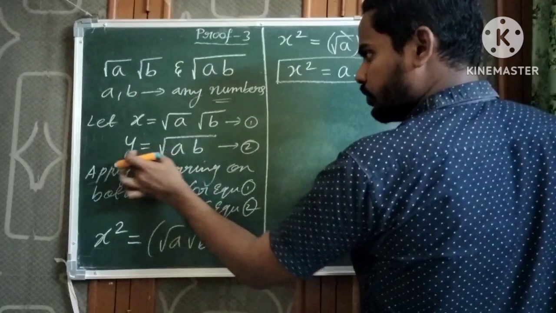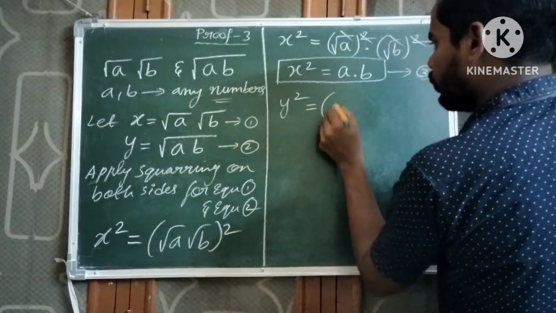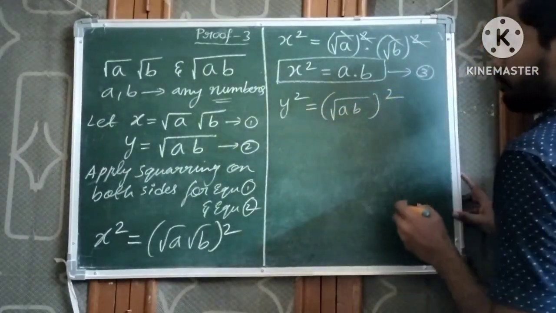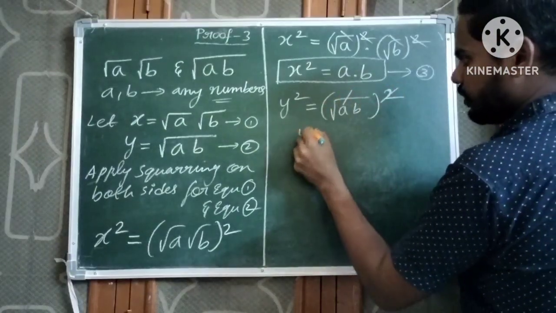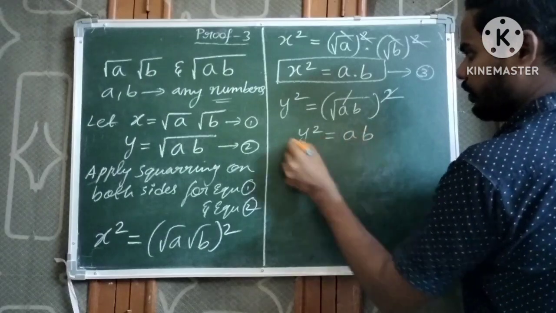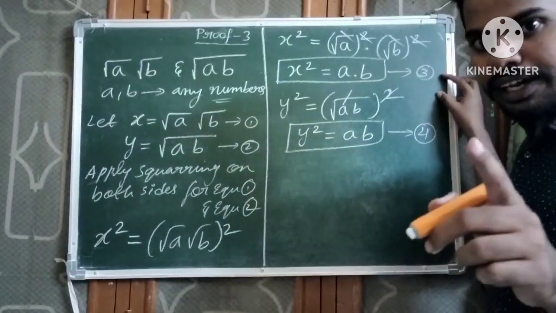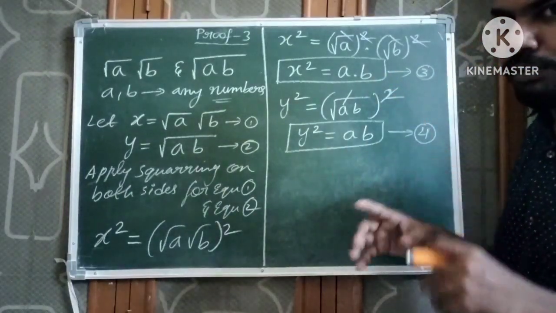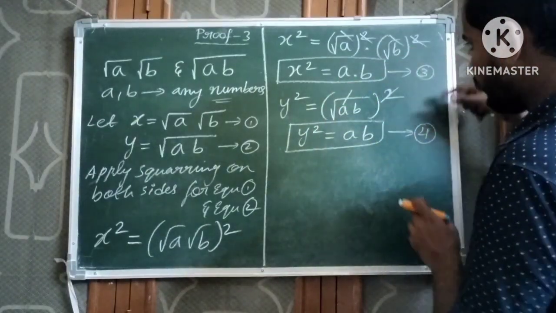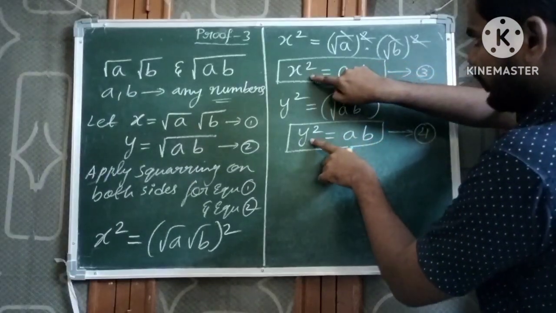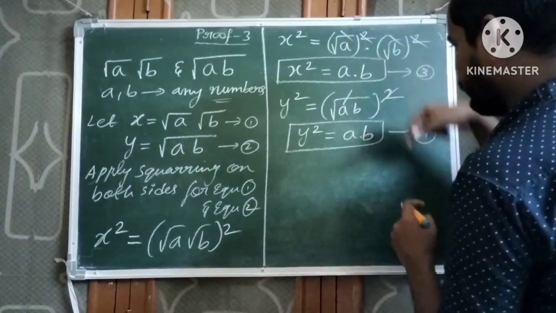Similarly, apply squaring on both sides for equation number 2. Y becomes y square is equal to root over AB whole square. So square and square root get cancelled. You will get y square is equal to AB. Equation number 4. Now compare equation number 3 and 4. If you observe equation 3 and equation 4, RHS terms are different, but LHS terms are the same.